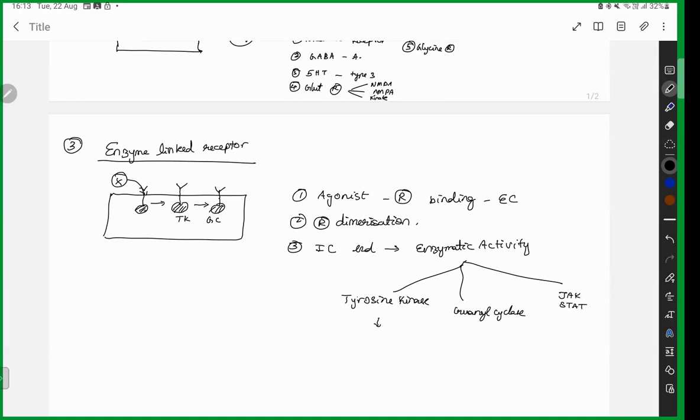Okay, tyrosine kinase example: insulin receptor, growth factor receptor. Guanyl cyclase example is your atrial natriuretic peptide, brain natriuretic peptide. And JAK-STAT pathway example is your prolactin receptor, erythropoietin receptor.